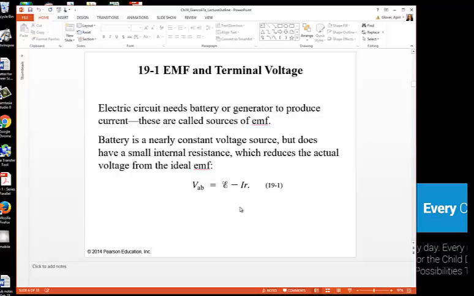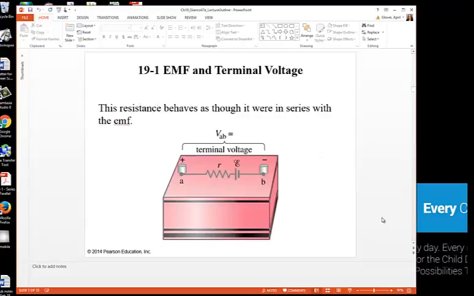So the battery in and of itself is going to slow down the electrons just a smidge naturally. So that lowercase r is going to be the resistance of the battery with it. So when you look at a battery, here you have the positive side.